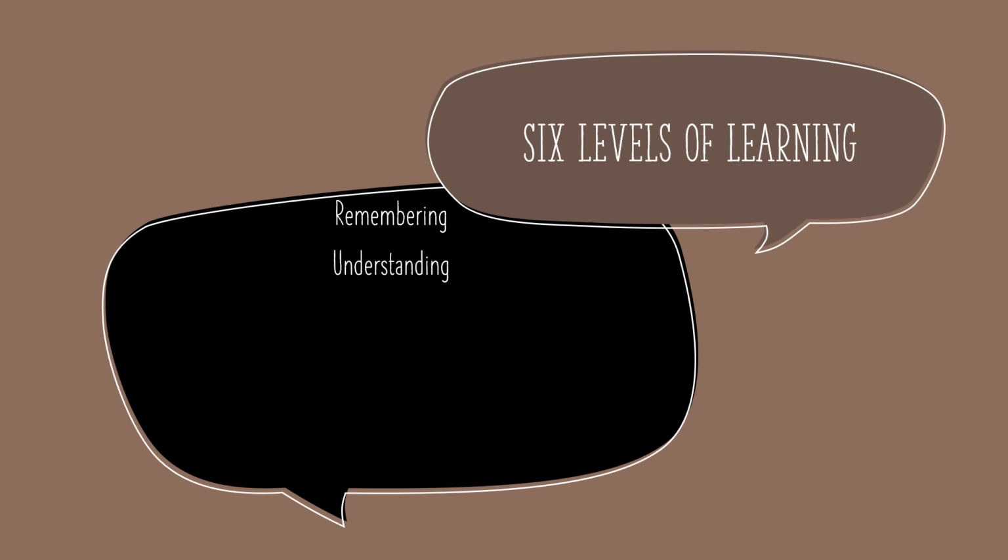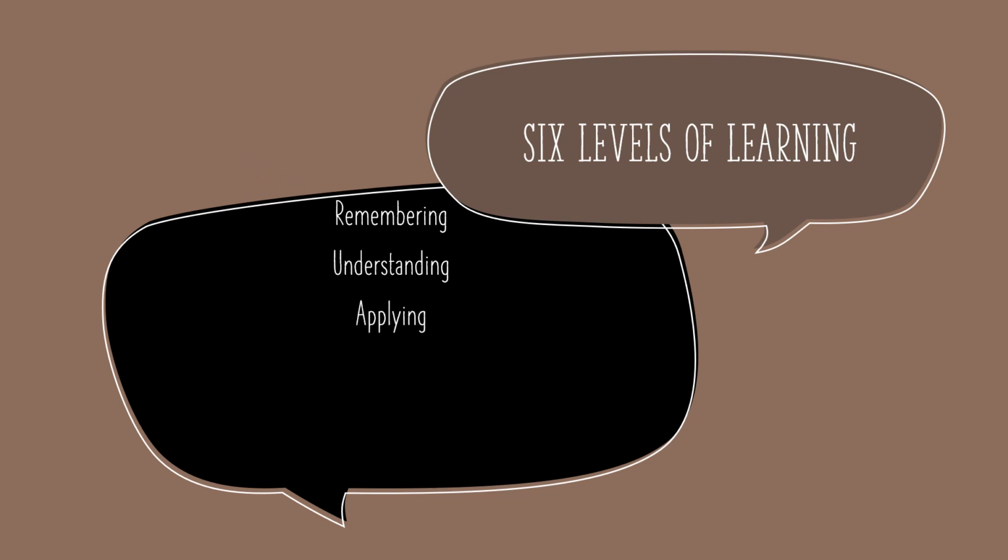The first level is remembering, which involves recalling information such as facts or definitions. For example, a student might recall the capital of a state or a math formula. The second level is understanding, which involves comprehending information by interpreting it and putting it into context. This can involve explaining or summarizing a concept.